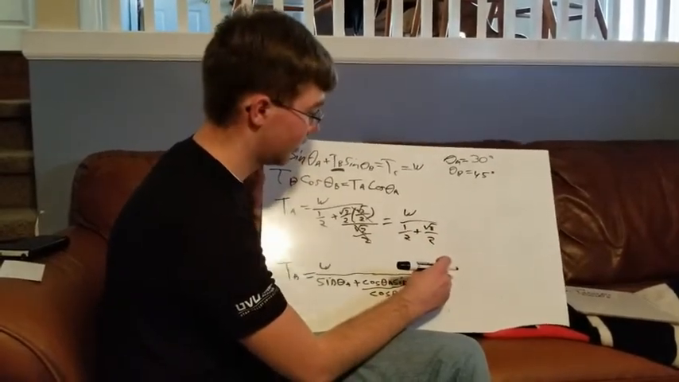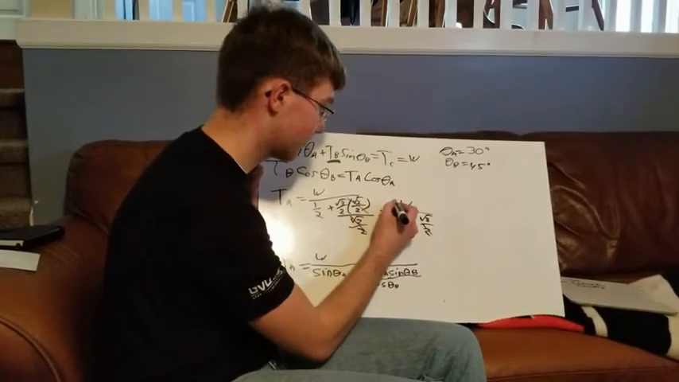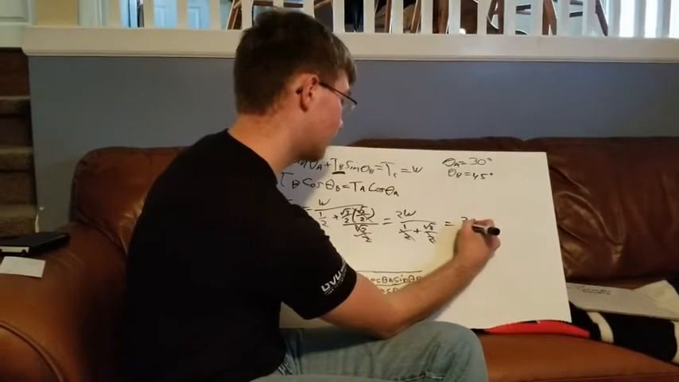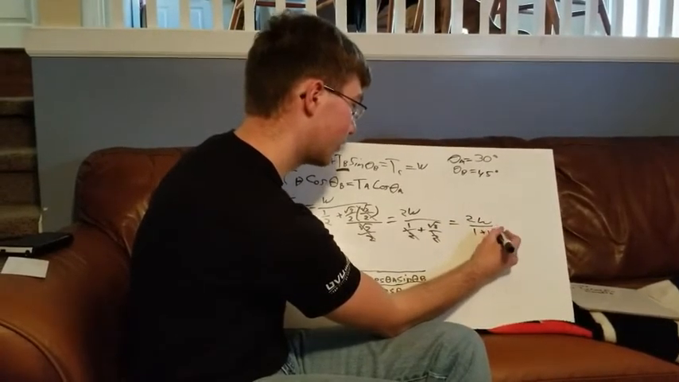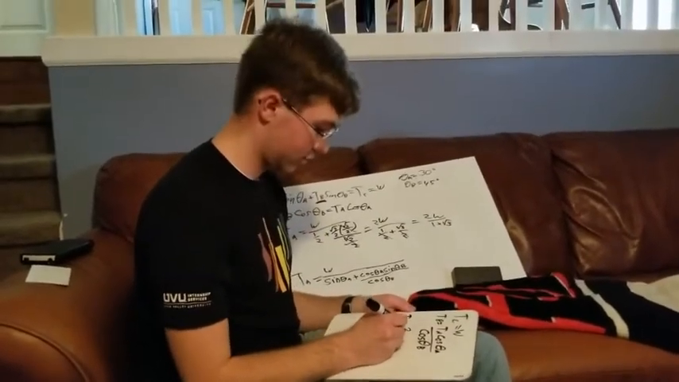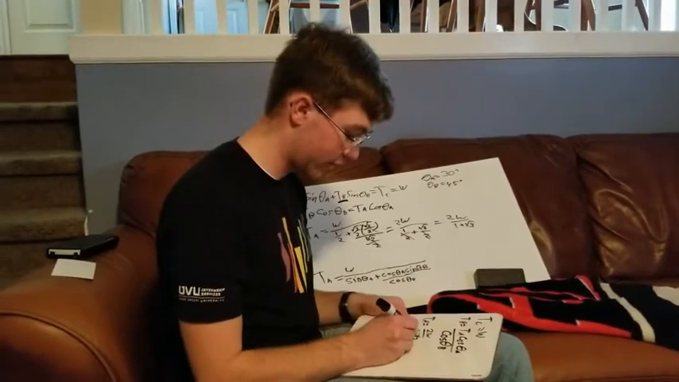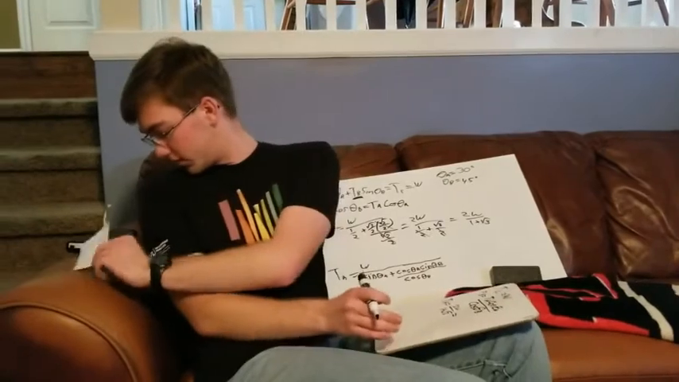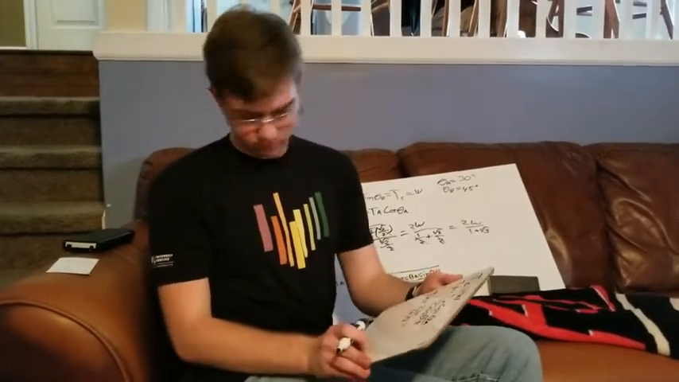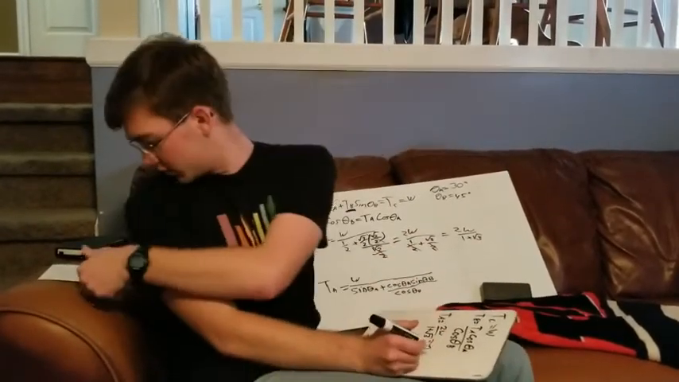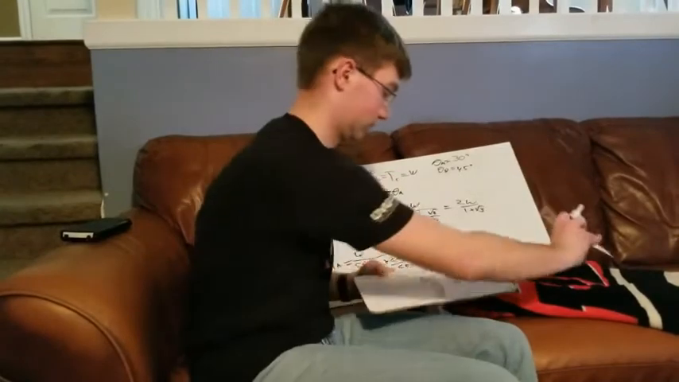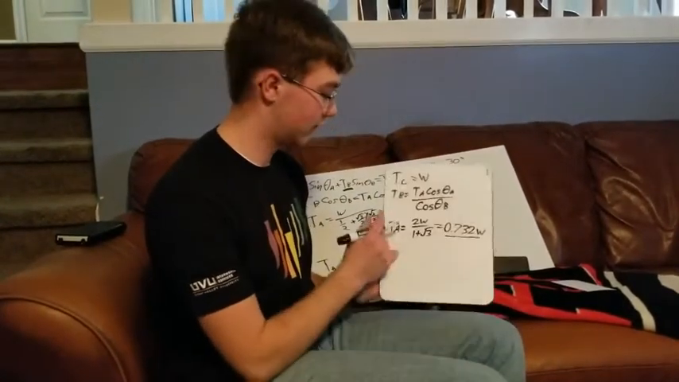I can multiply the top and the bottom by 2 to cancel out these 2's, giving me that tension A equals 2W over 1 plus the square root of 3. So tension A equals 2W over 1 plus the square root of 3, which, if you put that in a calculator, gives me 0.732 W. Then I can plug this in for my tension B.